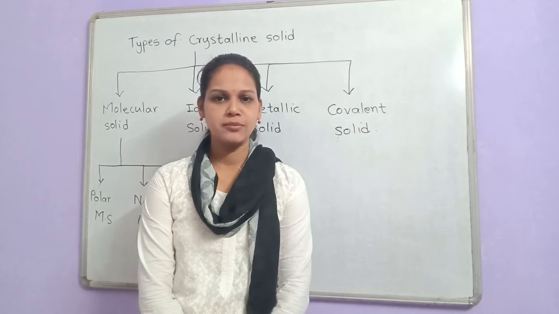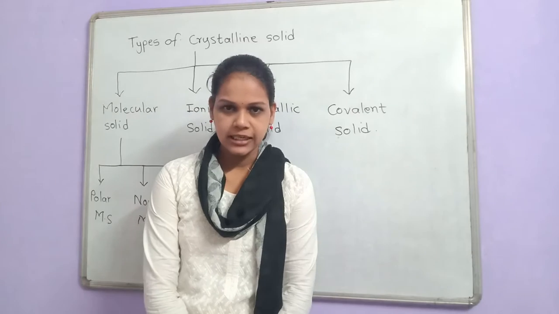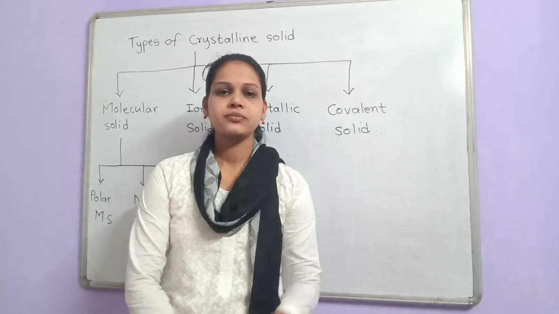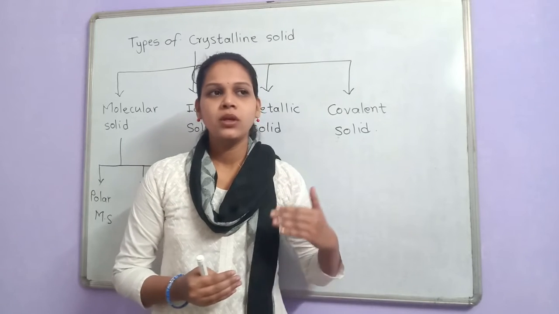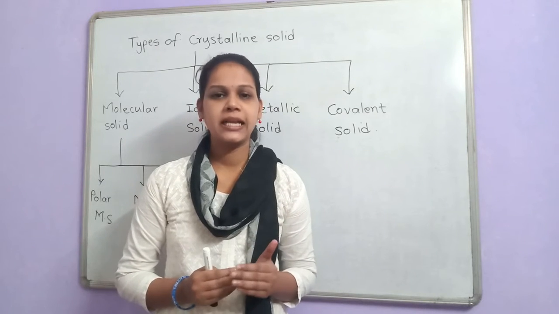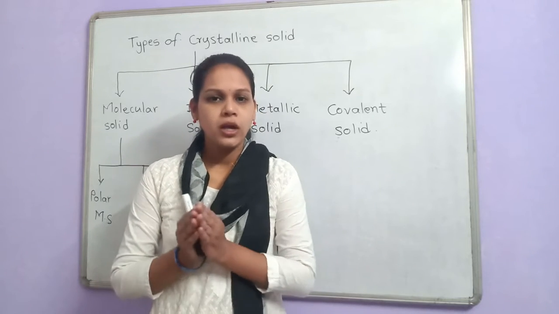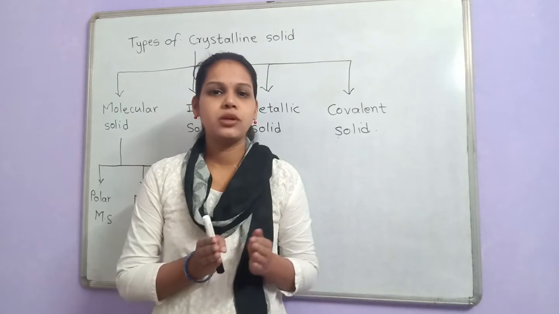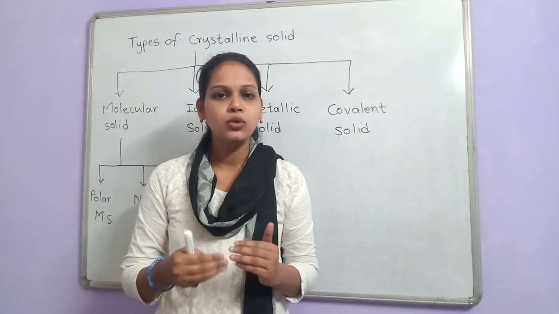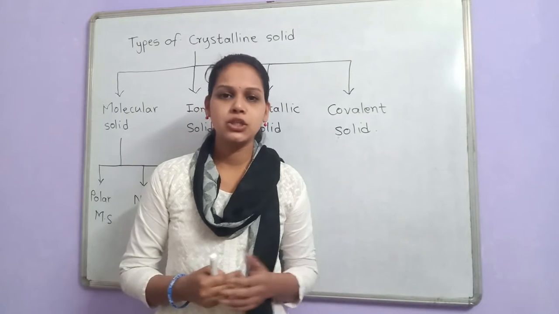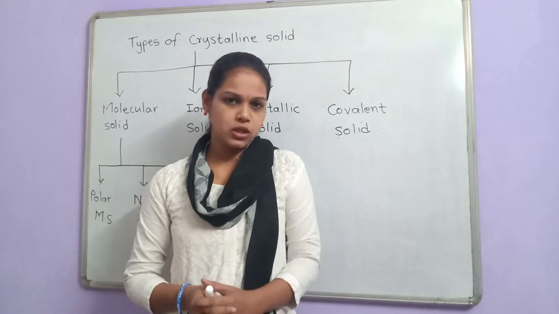In the first lesson of Chemistry Part 1, Standard 12, Solid State, we have studied the types of solids, that are crystalline solids and amorphous solids. We have studied the properties of crystalline solids and the properties of amorphous solids. Now we will move towards the further classification of crystalline solids.